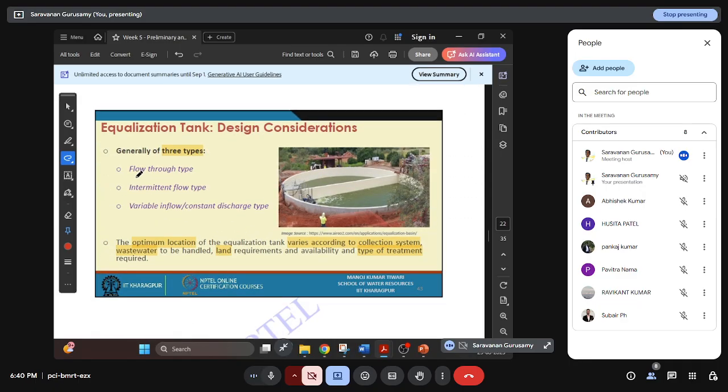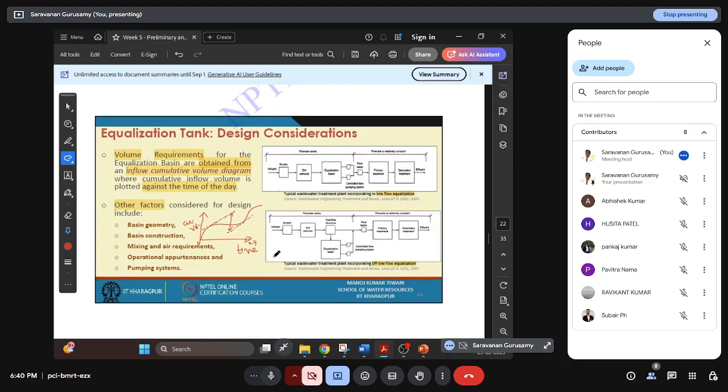We can design based on three types: flow through type, intermediate flow type, and variable inflow, constant discharge type. See here, all water is coming in, and the first tank is already filled and is taken. Then the second tank is filling, and after it fills, it will be taken. Like that, we can have a fill and draw type. Okay, where can we place the equalization chamber?